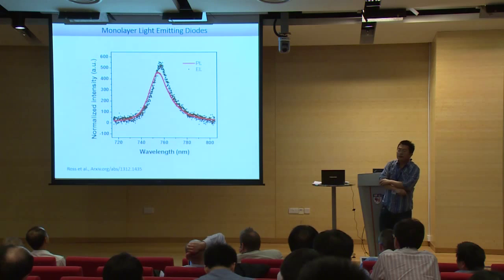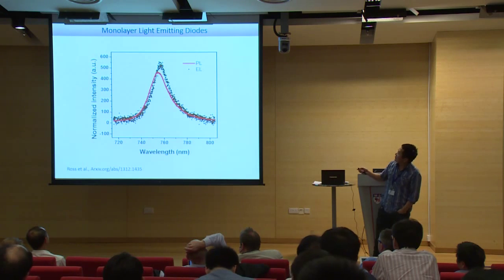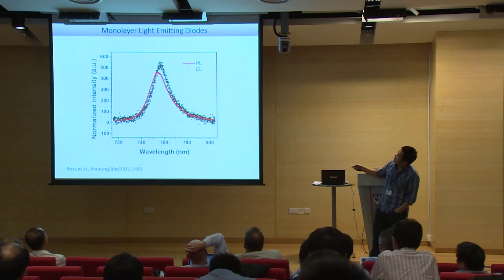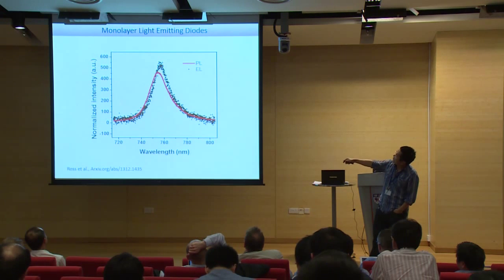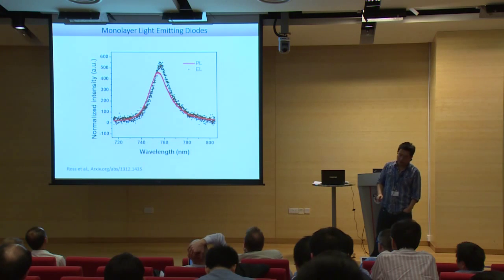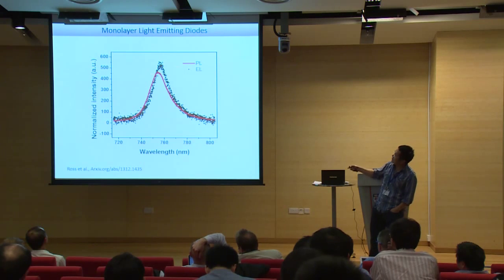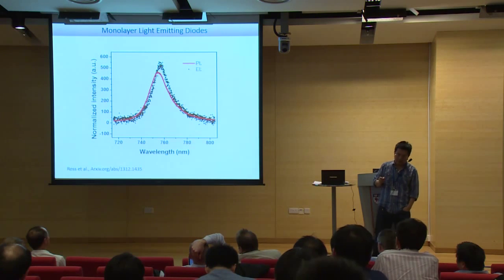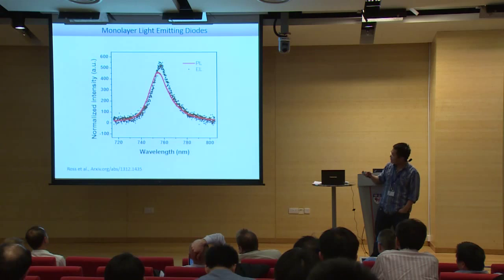So we want to look at the nature of this electroluminescence. This is the data we take at room temperature. The black dots show you the electroluminescence, and the red curve here shows you the photoluminescence. Once we plot them together, we can see this electroluminescence is actually coming from the excitons.